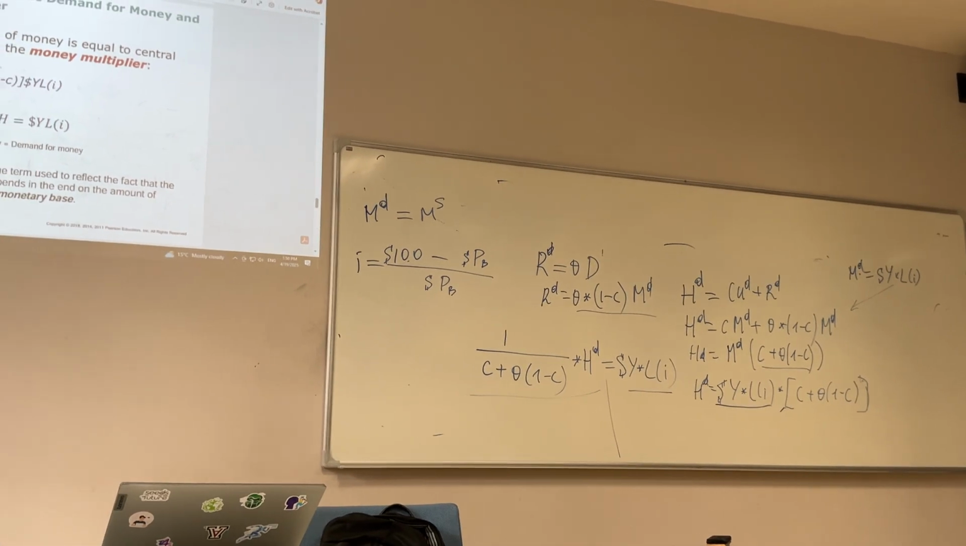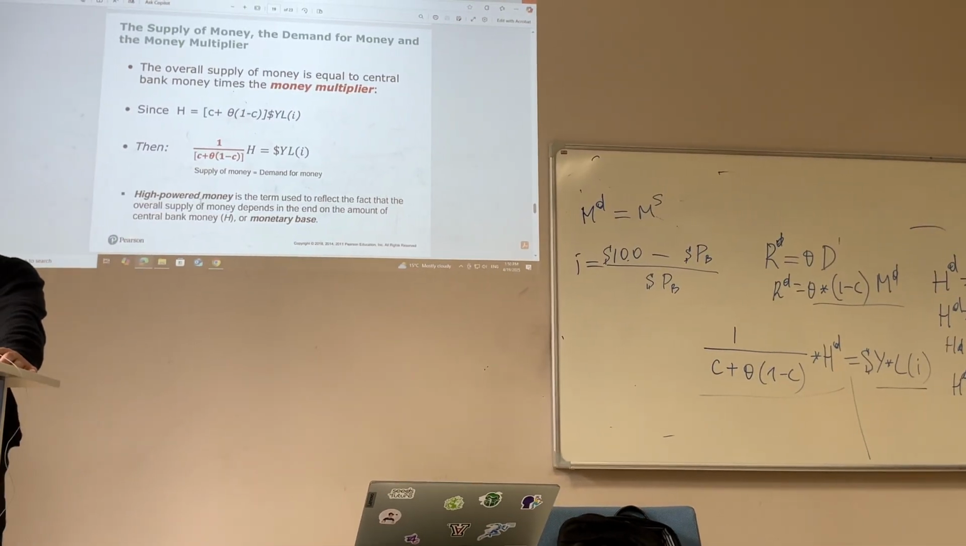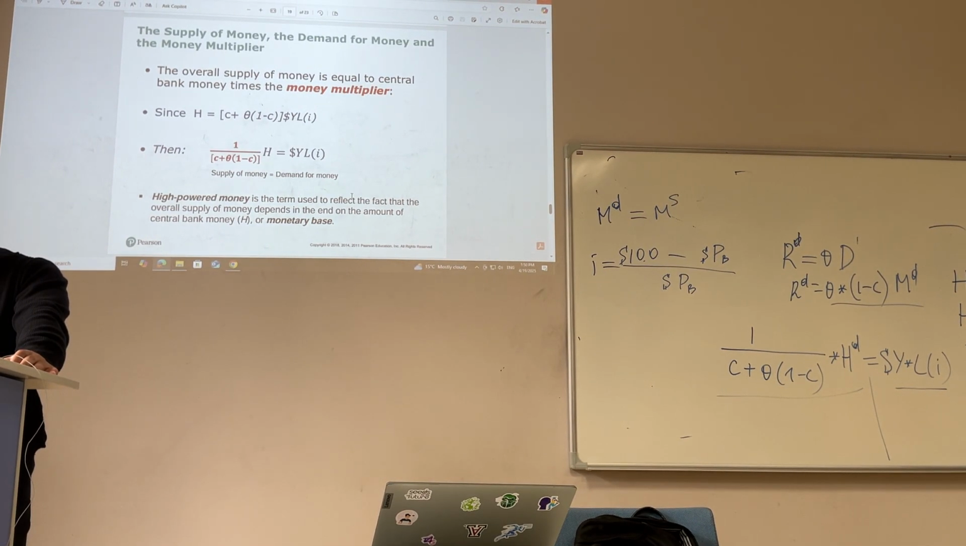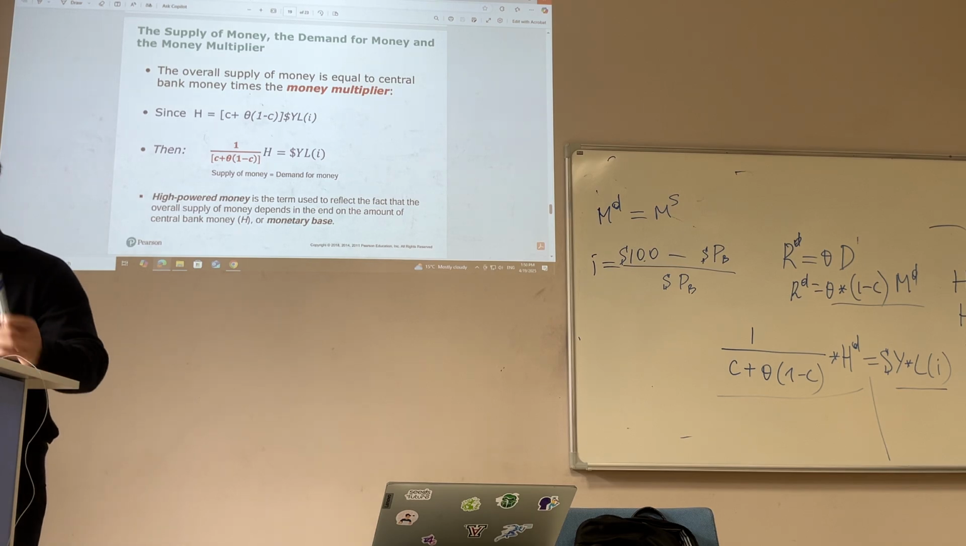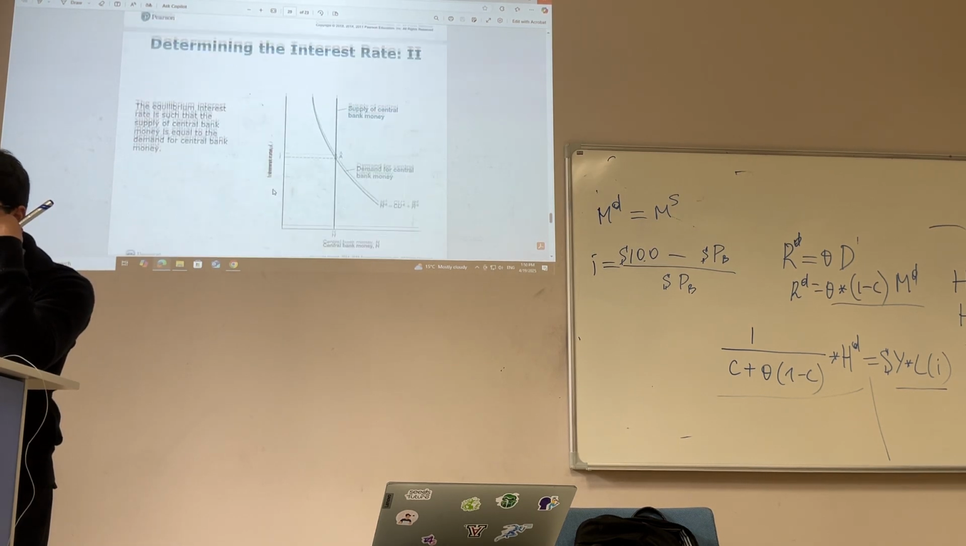So H means, guys, that H-powered money is a term used to reflect the fact that the overall supply of money depends in the end on the amount of central bank money. So that's H, or monetary base. That's what they're labeling as H.